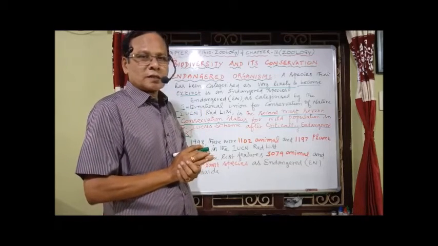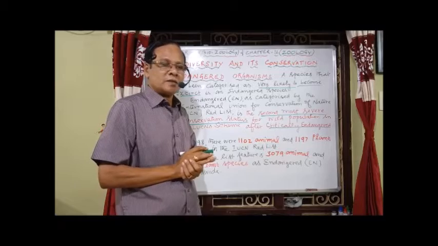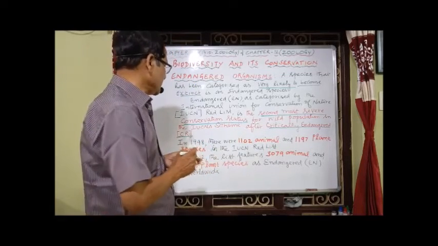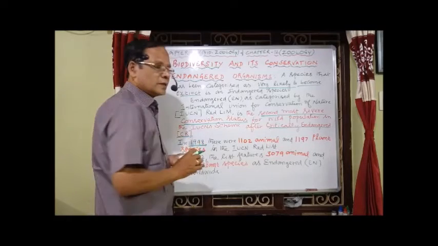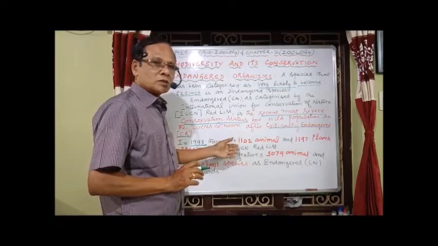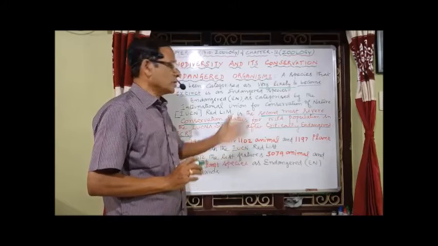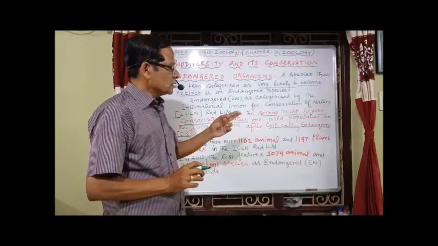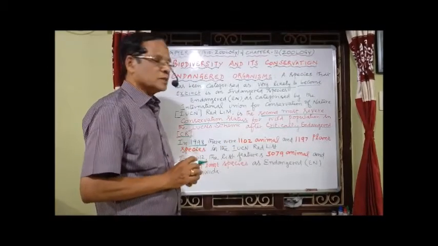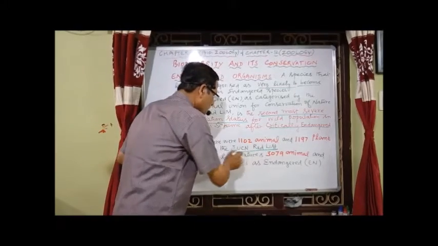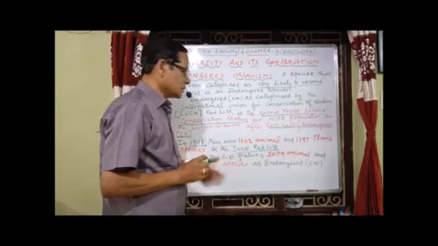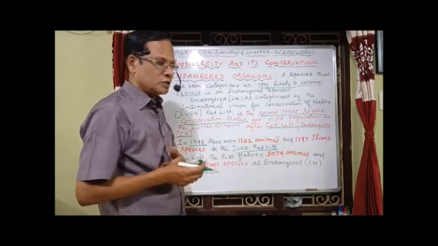Now there was statistical data compiled in two different years. In 1998, in the Red Data Book or Red List, there were about 1,102 animal and 1,197 plant species in the IUCN Red List. So there is a book, the Red Data Book, otherwise called the Red List, maintained by IUCN, whose name has now been changed.